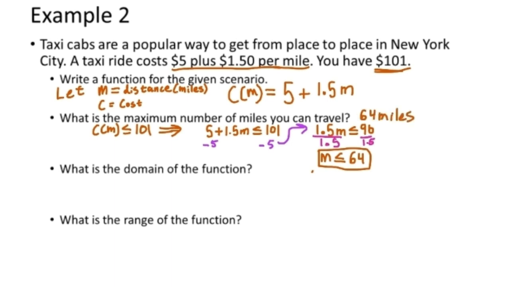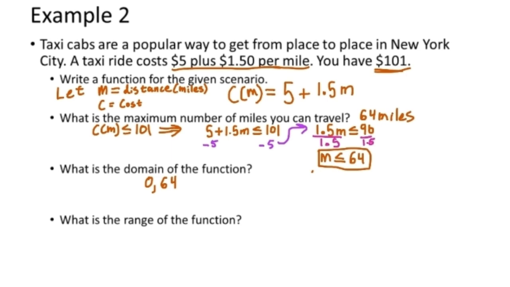Now, what is the domain of the function? Our domain would represent all the possible distances we can travel in the cab. Now, when we're finding the domain here, we are determining what is actually physically possible. Well, we know the farthest I can travel is 64 miles thanks to the previous part of the problem. So it wouldn't make sense for me to travel more than 64 miles. I don't have enough money. Does it make sense for me to travel a negative distance? No. So I can travel anywhere from 0 to 64 miles.